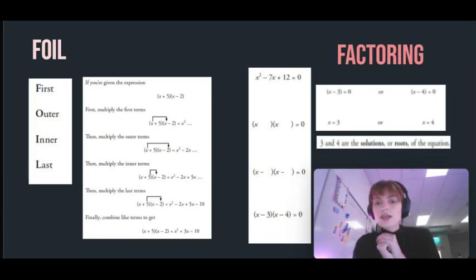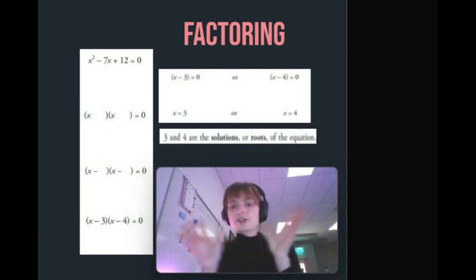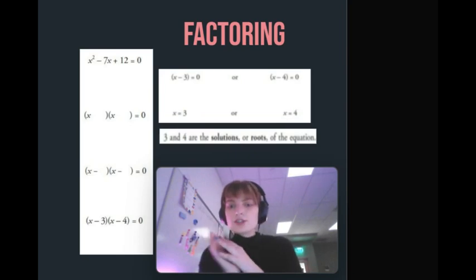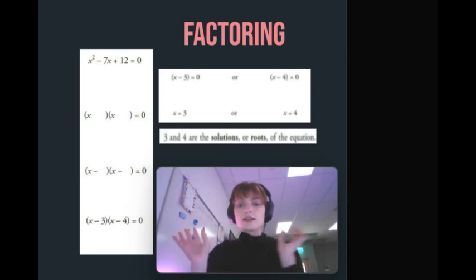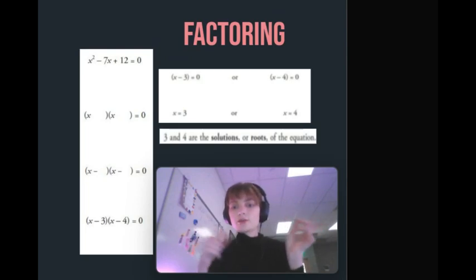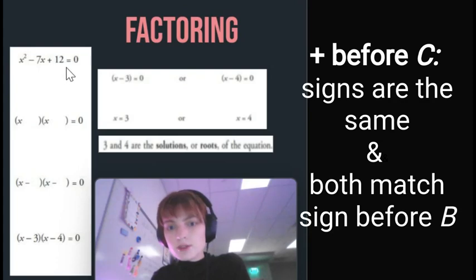Factoring begins with the standard form of an equation. So in our example, we're still going to practice with x squared minus 7x plus 12 is equal to 0. And then we factor that into two expressions. So we set up x in both and set that equal to 0. Then we need to determine what kind of signs to include in each factor. This is based on the signs in front of the c term, 12, and the b term, negative 7.